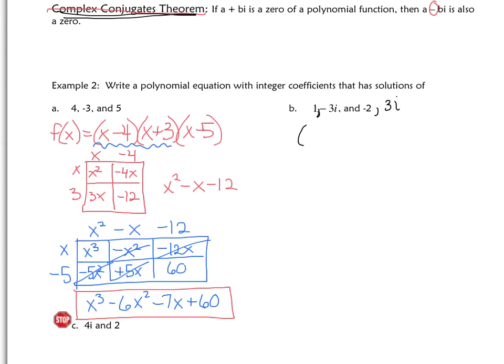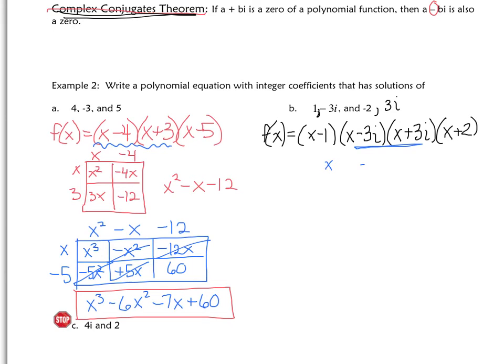If I have a 0 of 1, that would be an x minus 1. And then I'm actually going to write my two i values together. So x minus 3i and then x plus 3i. And then if negative 2 is a 0, that would mean the factor is x plus 2. And I should really write f of x here. Alright, what I'm going to do is multiply these two together first. So I'm going to have x minus 3i, and then x and a positive 3i.